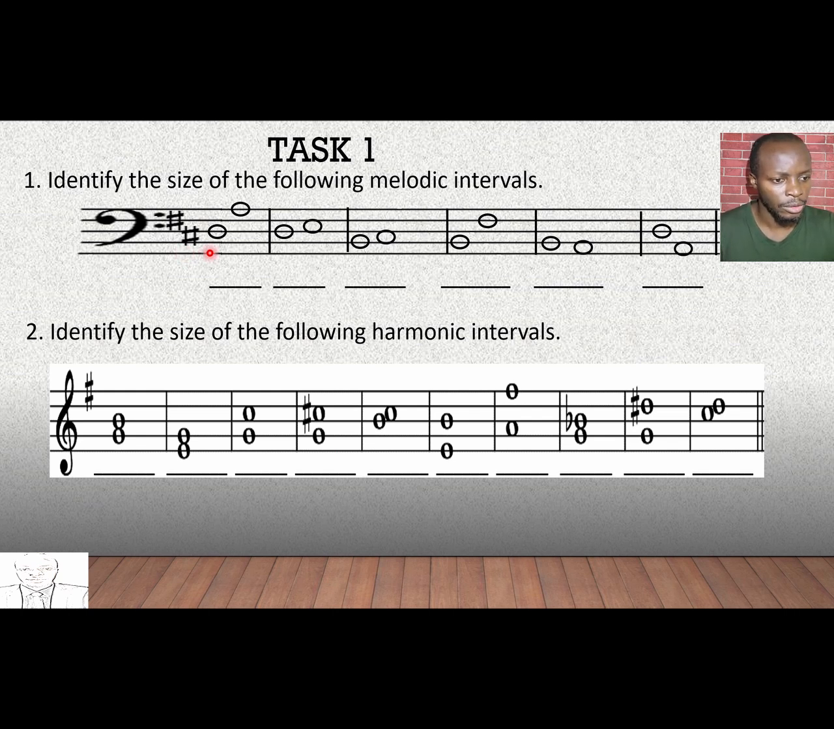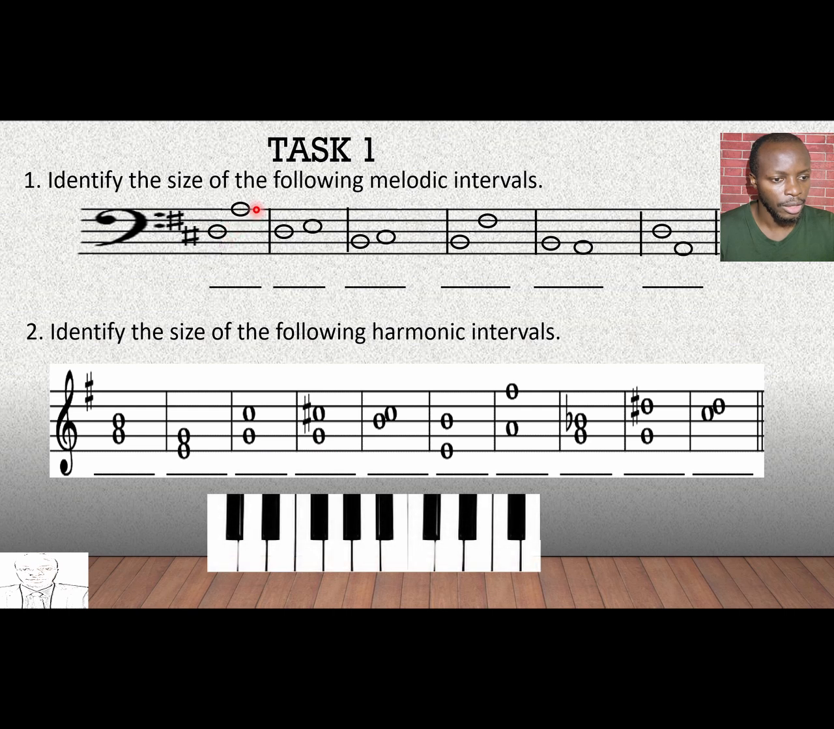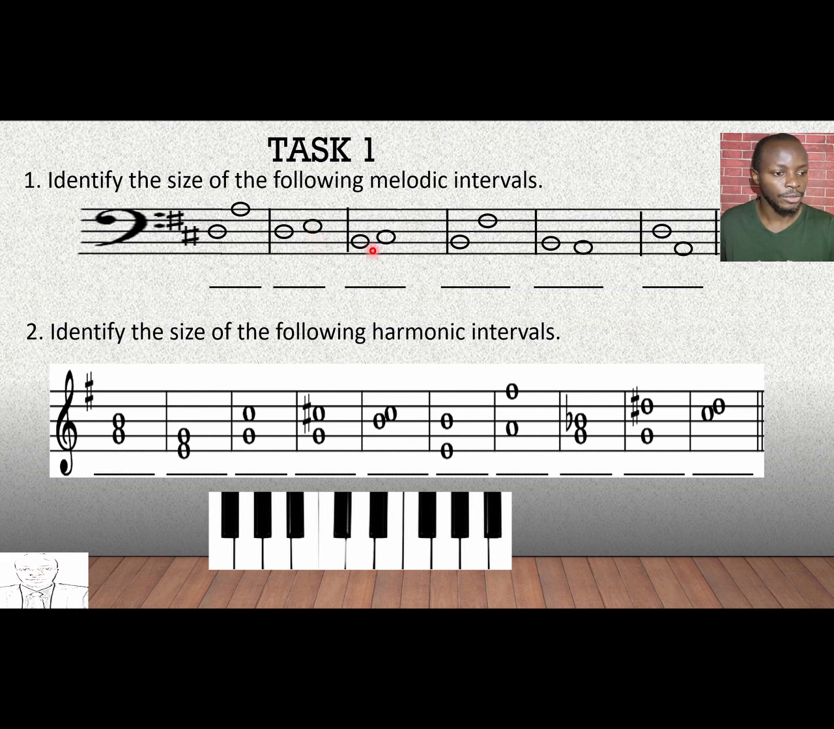So the first one from D to A, that is 1, 2, 3, 4, 5. So it's a fifth. Now the second one from D to E, so it's just a second. And the next one from B to C sharp, that's La Ti, so it's also a second.